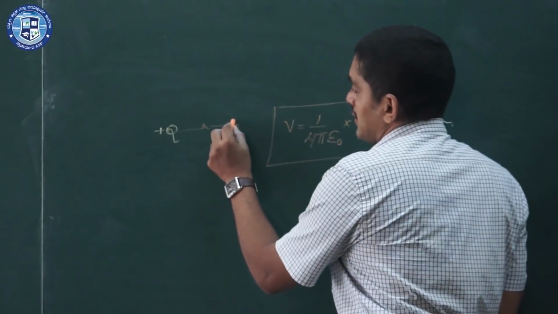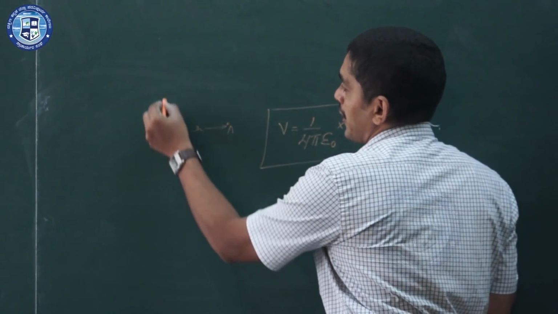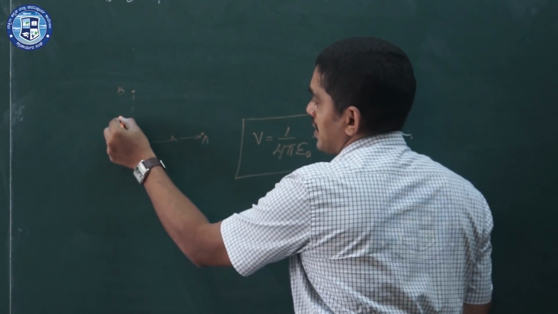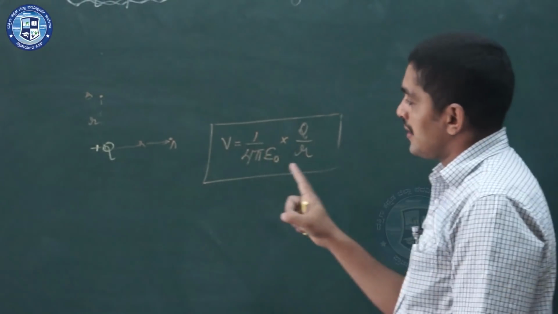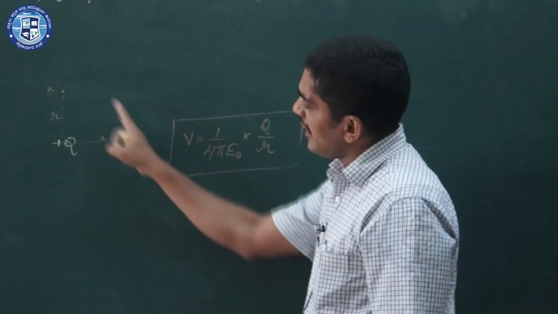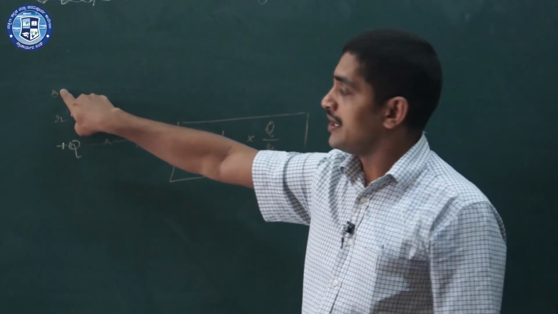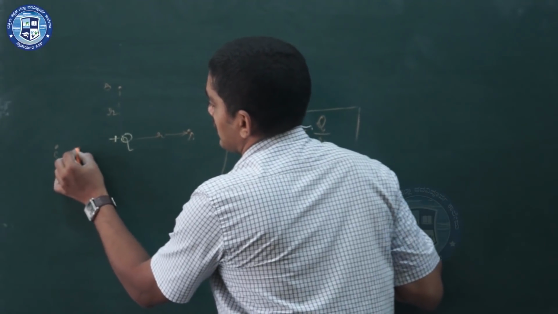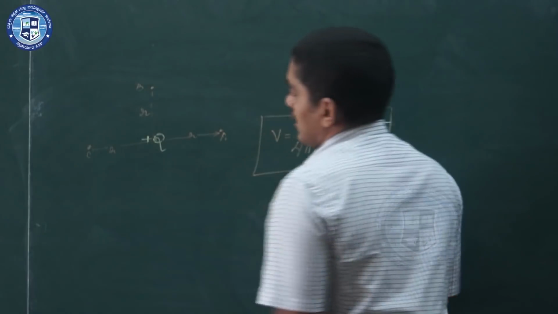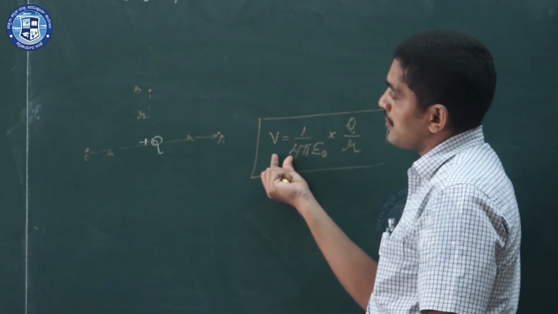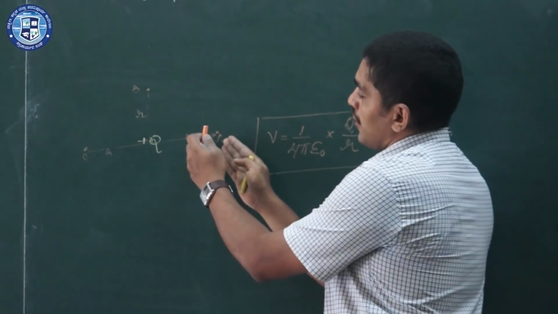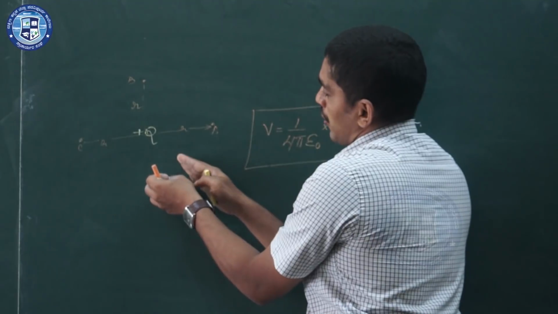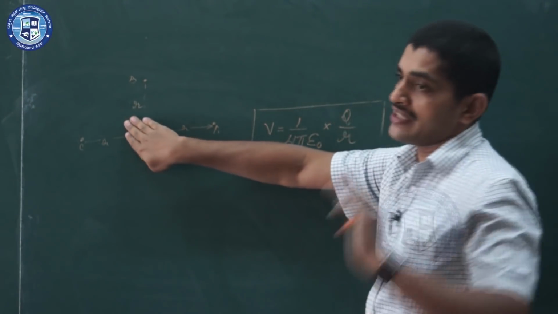Now, if I think of another point B here, at the same distance R, then the potential at A and the potential at B are also the same. Similarly, if I think of another set of points, say C here, at a distance of R, the potential remains the same. So, I can think of points A, B, C, D and so on, wherein the magnitude of the potential due to this charge remains the same.